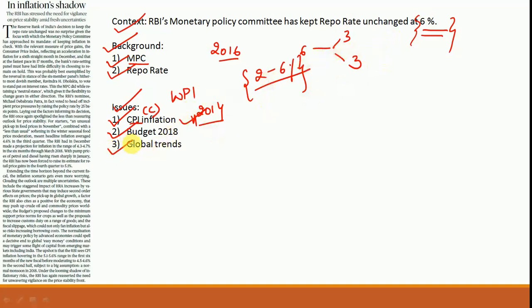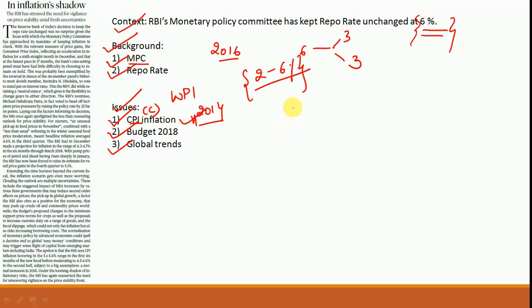Another thing which is important in this editorial is with regards to the global trends. Here you need to understand that there is a normalization of monetary policy globally. This means that the easy money policy of all the governments is now going to be reversed. The quantitative easing is going to be reversed, as a result of which this is going to trigger the flight of capital from emerging markets, and this is also going to impact India. So in this respect, again, the RBI has been reluctant in changing the repo rate. That is something that has been analyzed in this particular editorial.